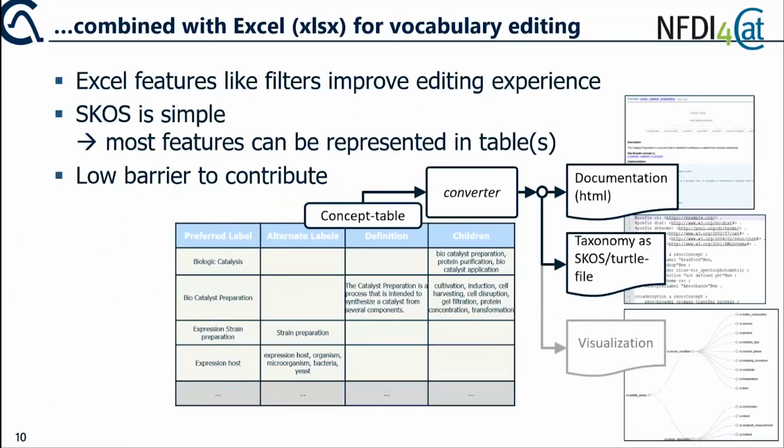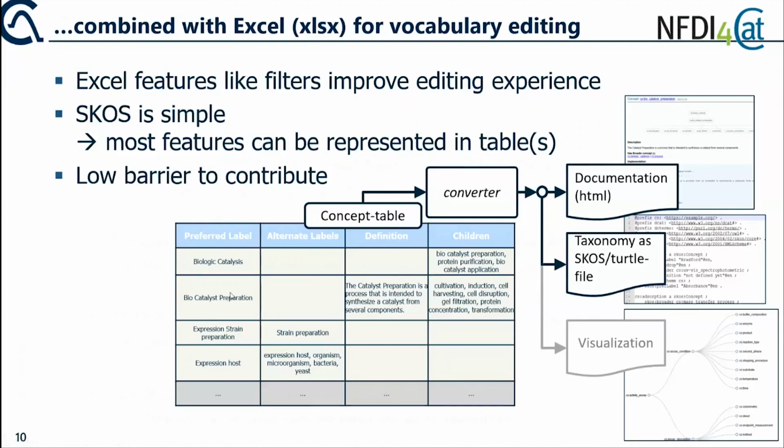Another thing, like I said, is that we want to have Excel as a user interface. That's because people really like to use features like filtering, sorting, and just copy-pasting something. So it's quite convenient to work with, and most people know it. Compared to TSV, it's much more convenient to work directly with Excel files. Also, SKOS is relatively simple, so it's not a big problem to derive a good table structure to represent almost all of the SKOS features in tables. And all of this gives a very low barrier to contribute.